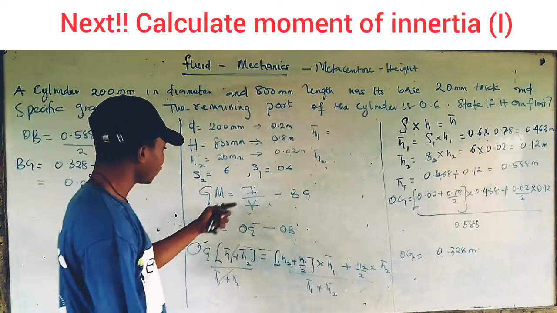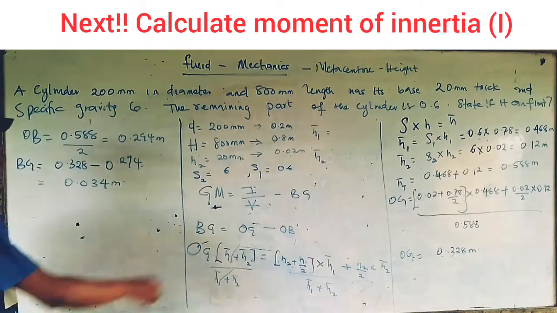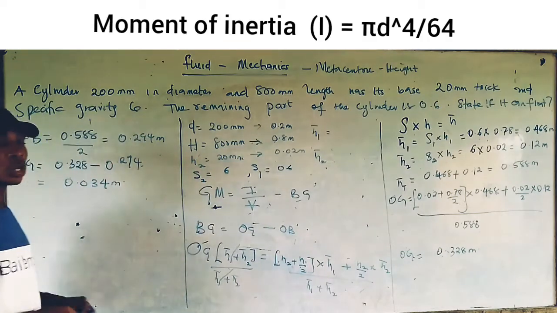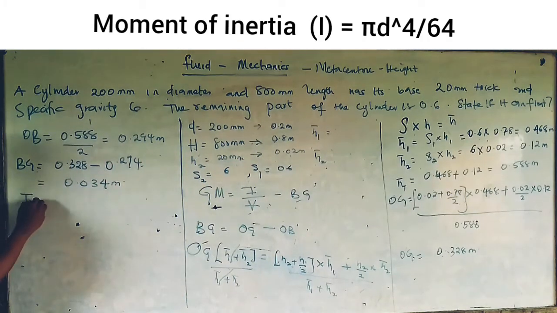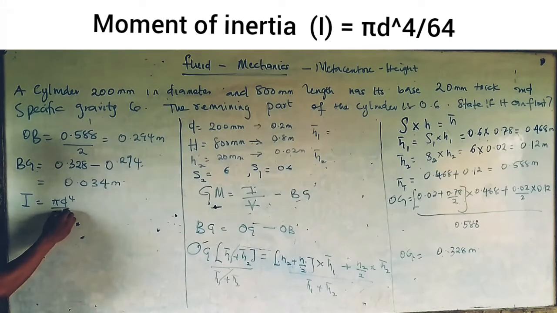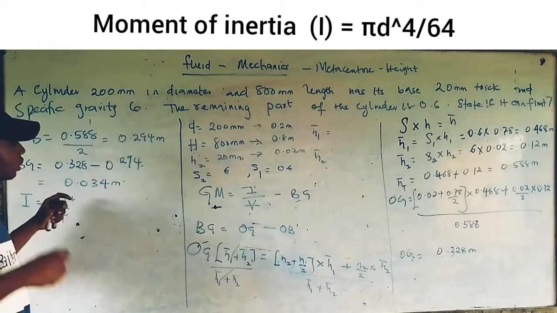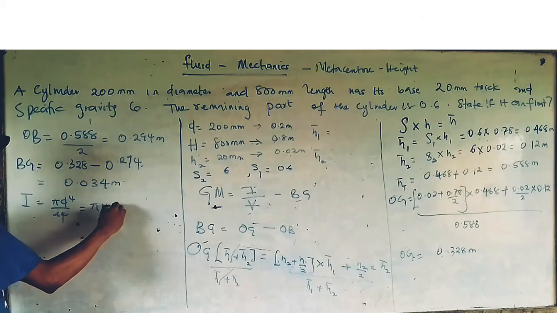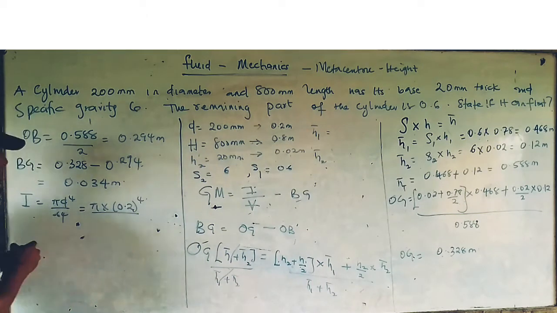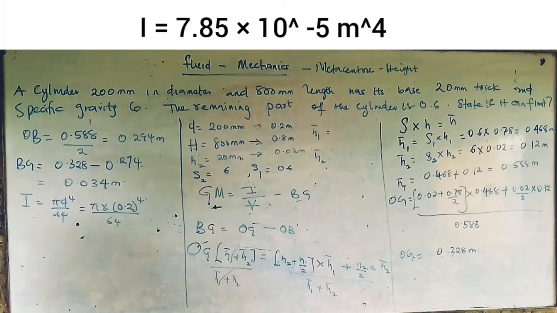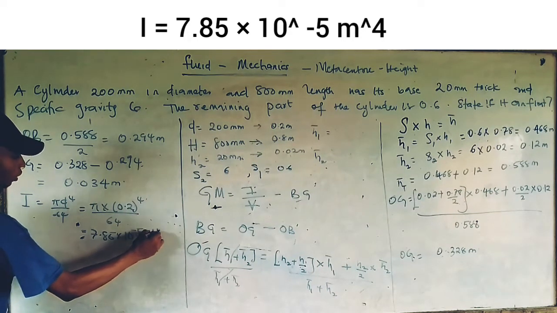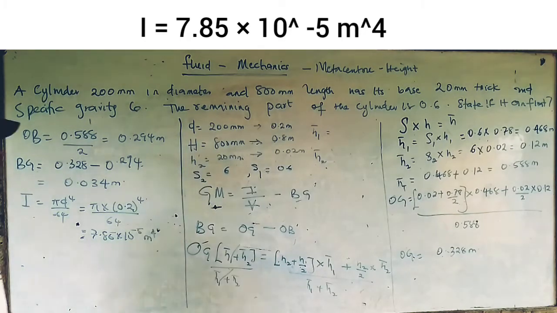So now let's calculate the value of the moment of inertia. So I have the value of BG, then we calculate the moment of inertia. What's the moment of inertia of a cylinder? It is pi d raised to power 4 divided by 64. The diameter of the cylinder is given as 0.2 meter. So pi times 0.2 raised to power 4 divided by 64. When we solve this, the value we get is 7.85 times 10 raised to power minus 5 meter raised to power 4. So that's the value of the moment of inertia.